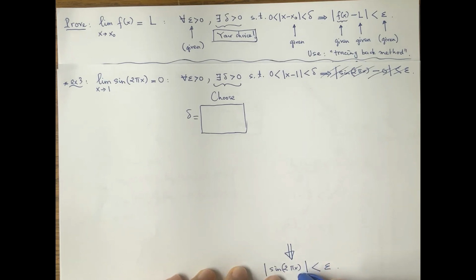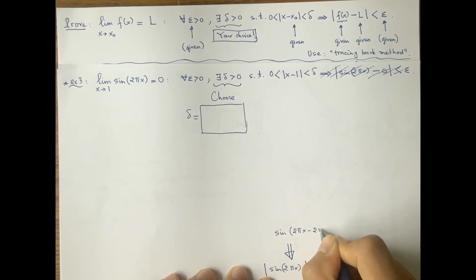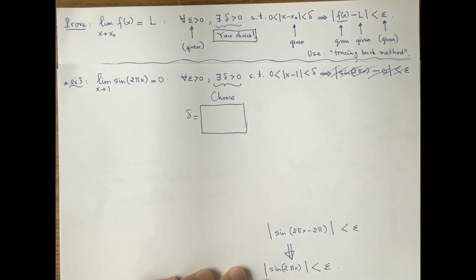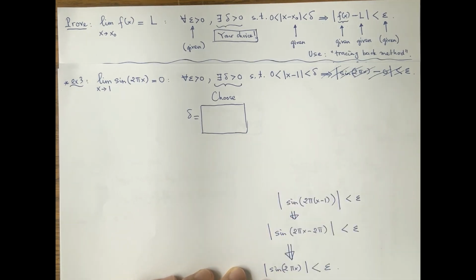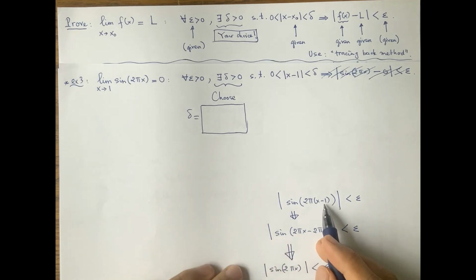Now the fact is that sin function is a 2 pi periodic function. So you can add 2 pi or subtract 2 pi. That will not change the value of the function. So you would have this if you have the absolute value of sin of 2 pi x minus 2 pi less than epsilon. This is the same as saying, right, once you have this, you have this. It's just distribution of 2 pi into the difference here.